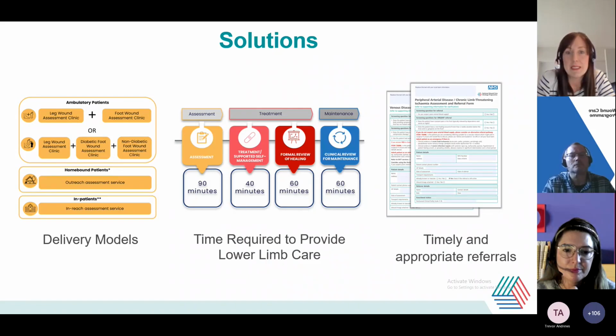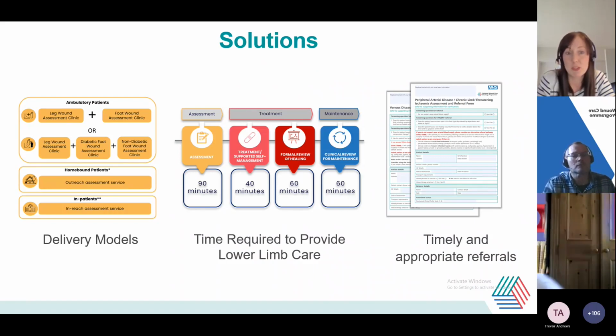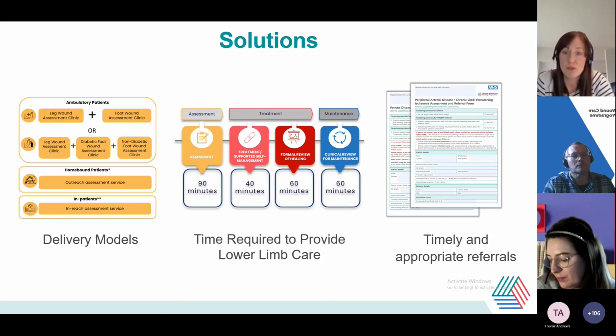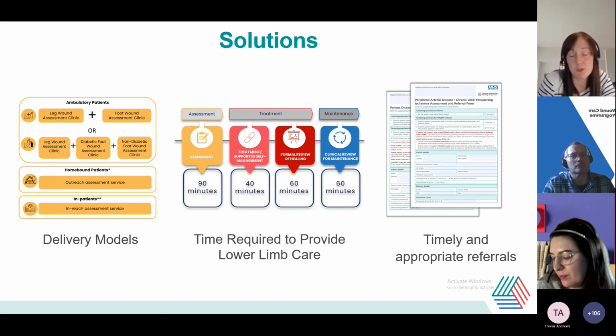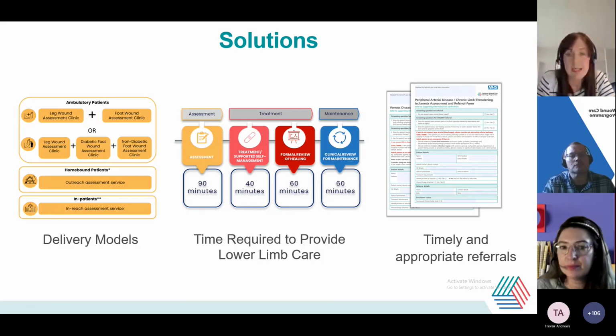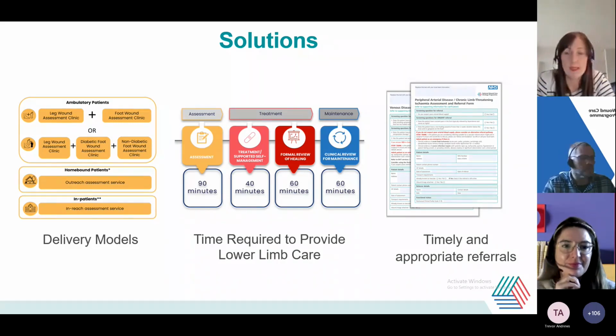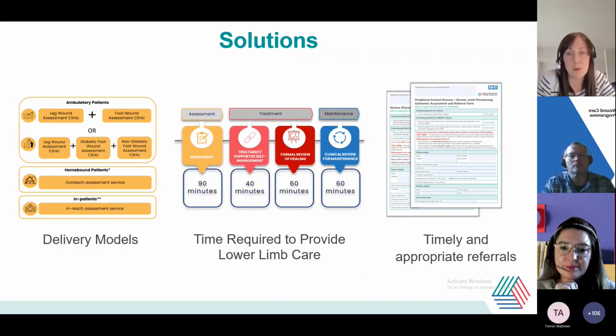So, for example, Livewell Southwest originally had an ambulatory clinic model for people that could get to a clinic, but they've recently managed to secure funding to pilot a clinician from the service to do the homebound population. And in Wye Valley, they originally started with us with a homebound service, but they've now extended and offer a clinic-based service too. So this is all a work in progress, but you'll see here that we're starting to build on our recommendations on the service delivery models, or how dedicated lower limb services should be delivered, allowing, of course, for some local variation.